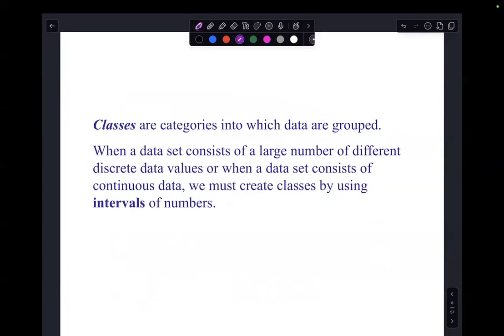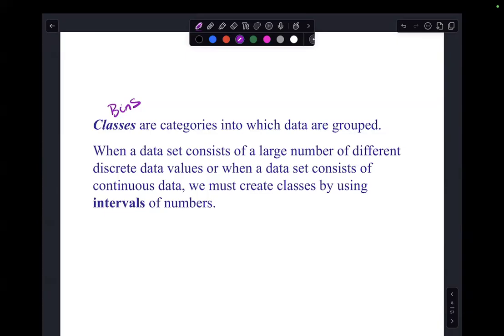Classes are also known as bins. In Excel, we call them bins. Classes and bins are the same thing. You're going to probably hear me call them bins more than classes because usually when I'm dealing with histograms, I call them bins. I think that my OpenMath calls them classes, but it's the same thing. If you hear bins or you hear classes, it's exactly the same thing.